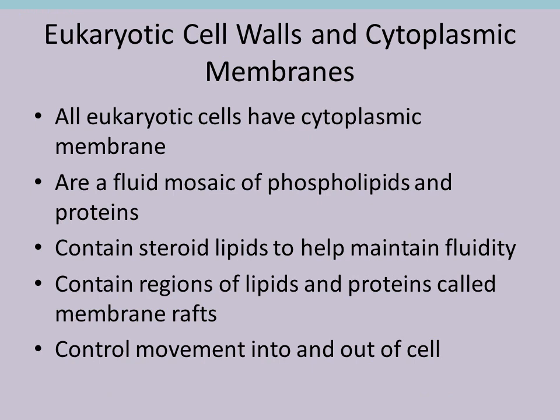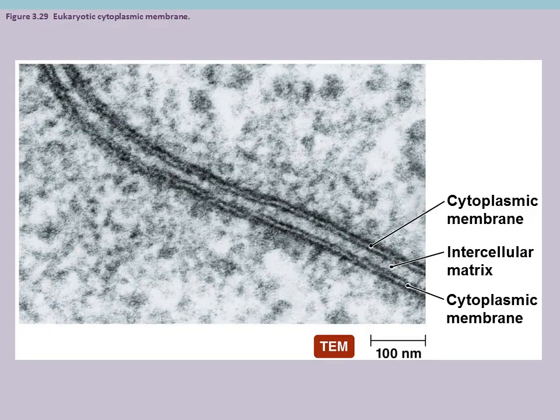Now, once again, all cells will have that cytoplasmic membrane. It's going to be the fluid mosaic with the phospholipids and the embedded proteins in it. There will be things like cholesterol embedded within the phospholipids to help maintain the structure of it. Once again, the function is controlling what's moving in and out of the cell. So there are similarities like that. This is a transmission electron microscope image showing in detail what the cytoplasmic membrane looks like.